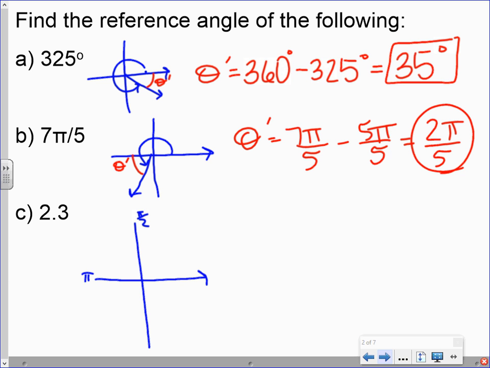Let me ask you this. Pi is approximately 3.14. And so half of pi would be half of 3.14, which is like what? It's like 1.57 or something like that. Okay. So 2.3 would be in which quadrant? Second. Feels awkward, doesn't it?